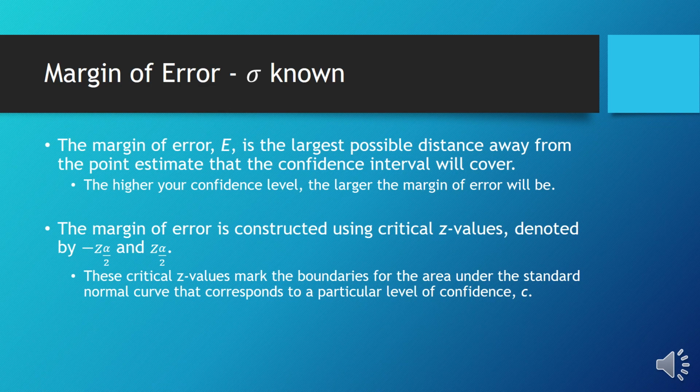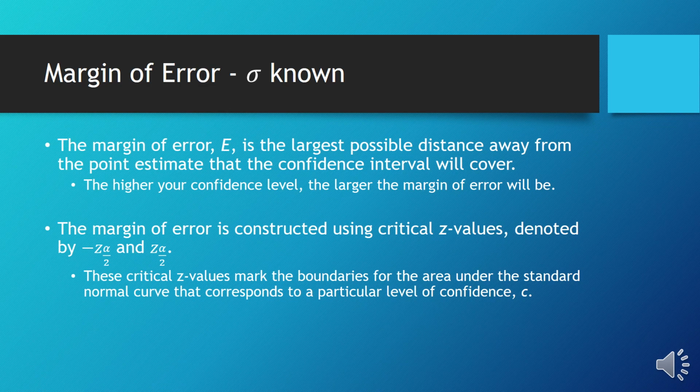Now, whenever you know the population standard deviation, we construct the margin of error using critical z values, which are denoted by negative z sub alpha over 2 and z sub alpha over 2. So again, I'm saying z sub alpha over 2 because that alpha over 2 is the subscript. It's kind of hard to tell the way that it's written here because the little subscript is small, but it's also a fraction. But alpha over 2 is the subscript here.